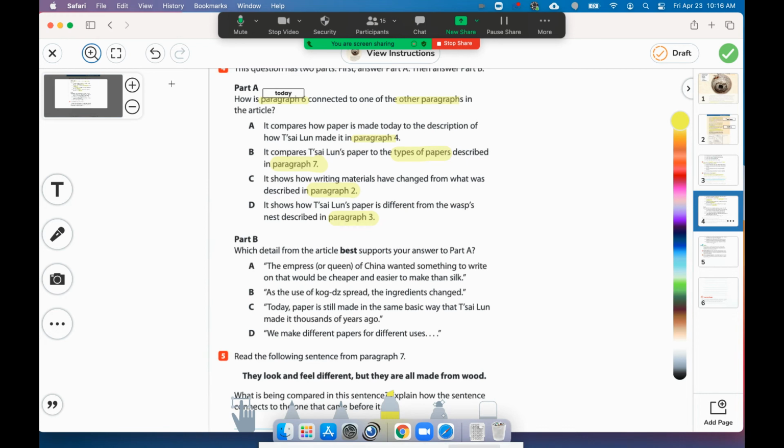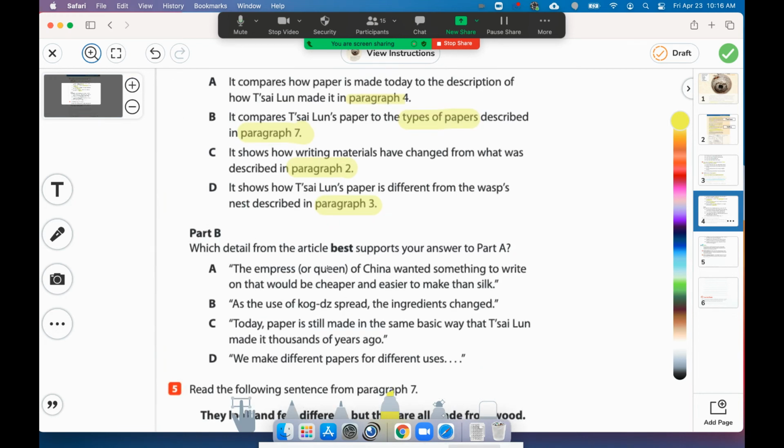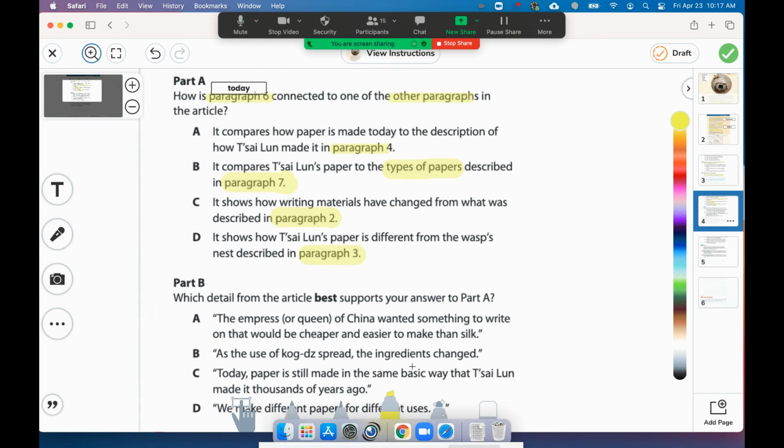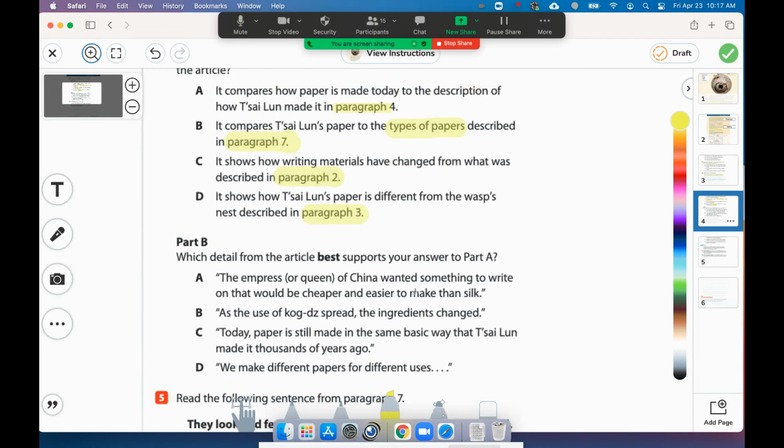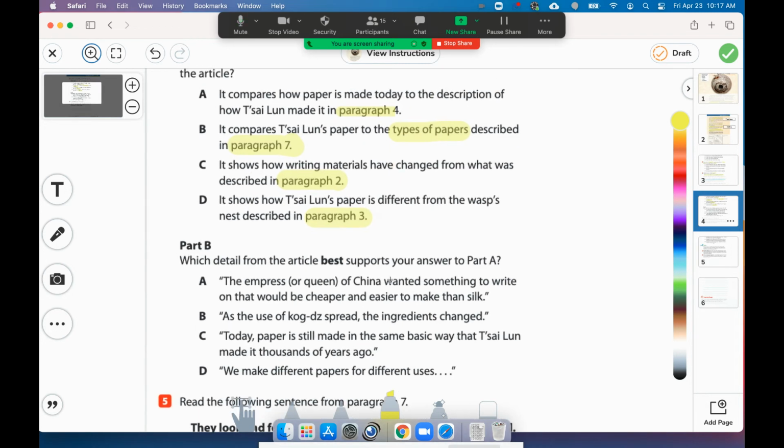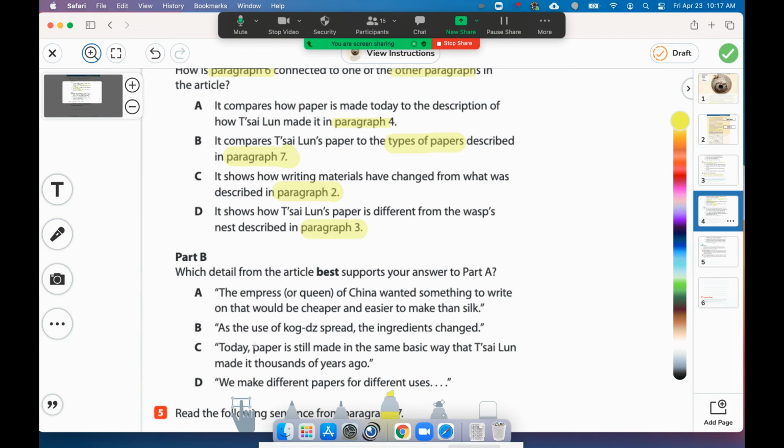And then for part B, which detail best supports it? The Empress or Queen of China wanted something to write on that would be cheaper and easier to make than silk. The use of kagdas spread and the ingredients changed. Today, paper is still made in the same basic way that Ceylon made it thousands of years ago. We make different papers for different uses. Remember, it wants to compare how we make paper today. So that's what we're looking for.